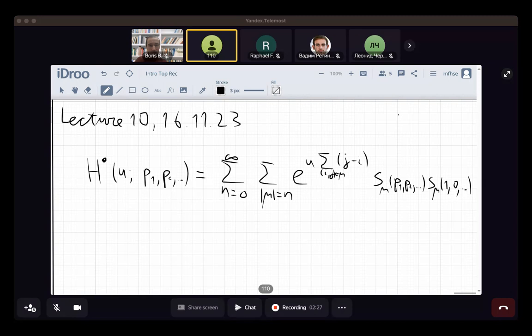all numbers which are counted by the generating series, so the coefficients in front of the monomial p1 to the power k1, p2 to the power k2, etc., satisfy topological recursion. So if you take this generating series expanded in p variables, then it satisfies topological recursion.